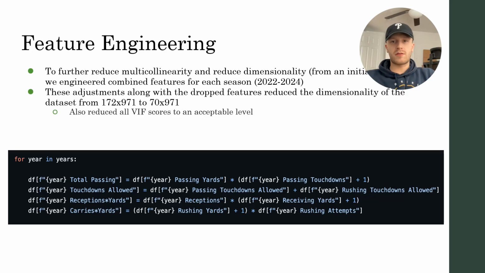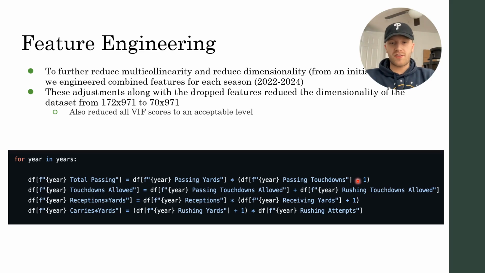To mitigate multicollinearity and reduce dimensionality, we engineered combined features. These new features, along with the dropped features, reduced our number of variables to 70 and reduced VIF scores to acceptable levels. You see here we created a total passing, total touchdowns allowed, total receiving, and a total rushing statistic. What this does is it takes, for example, total passing takes passing yards and passing touchdowns, and it combines them into one feature, so that way we keep the information of both variables while reducing our multicollinearity.